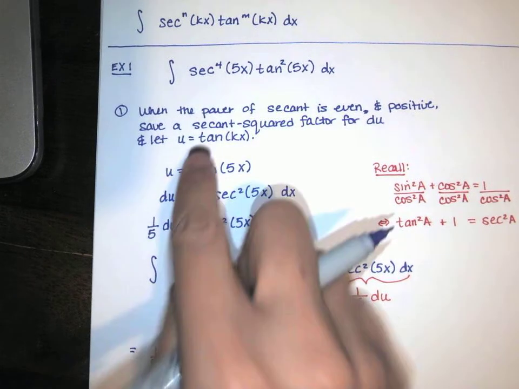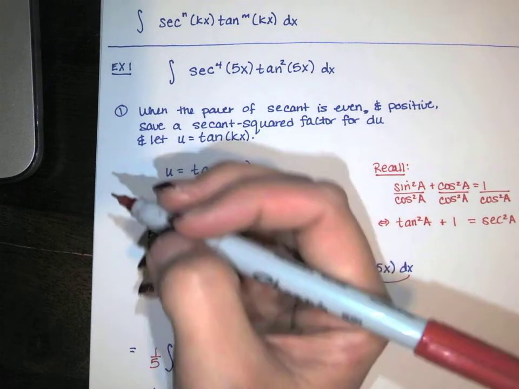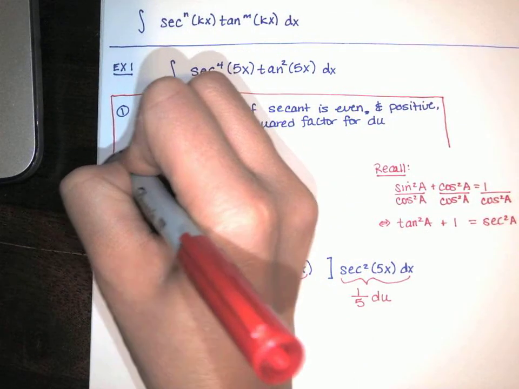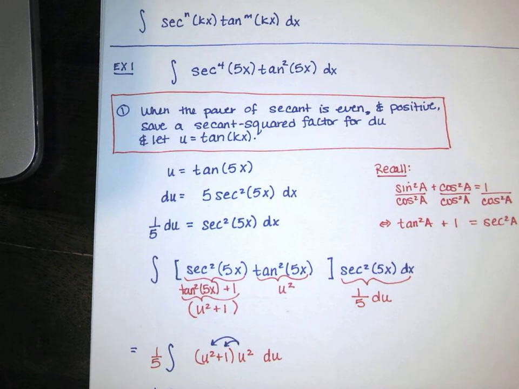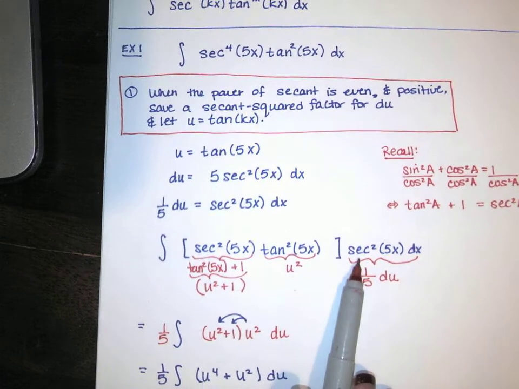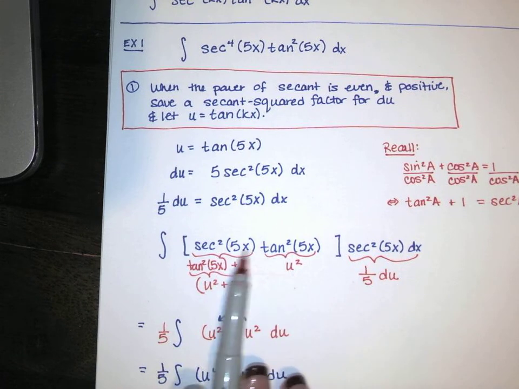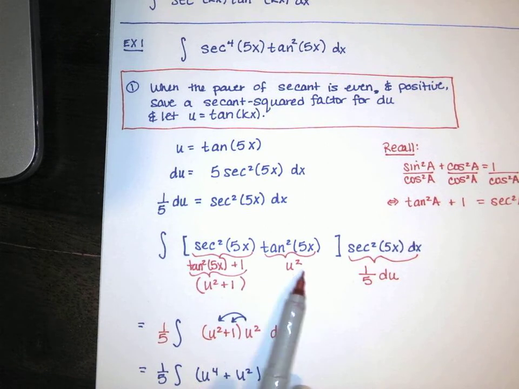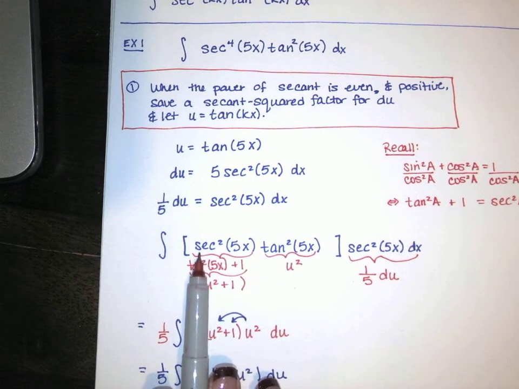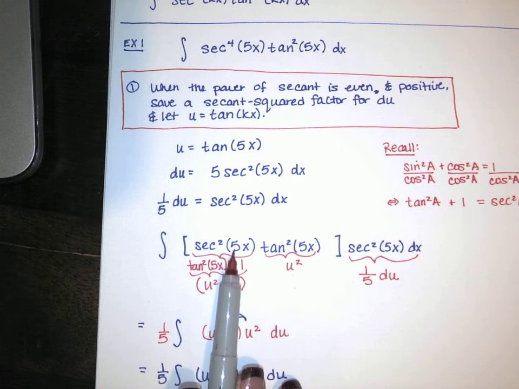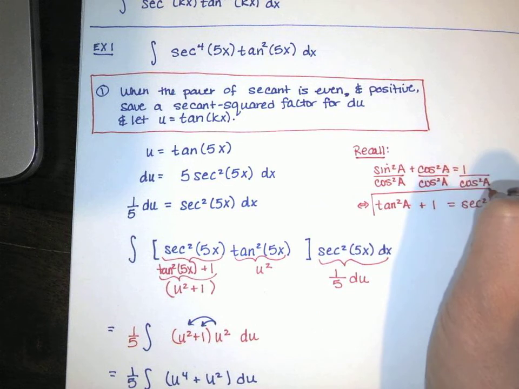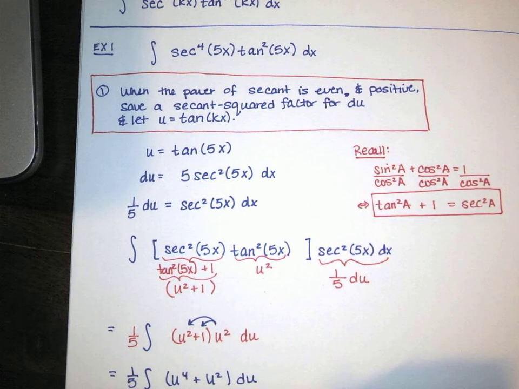And if we go back up here, this is our guideline. When the power of secant is even and positive, we're going to save a secant squared factor for du and let u equal tangent of kx. And then after you've saved that secant squared factor for du, whatever's left over needs to be written entirely in terms of tangent. I had a tangent squared, and this secant squared that's left, you're going to have an even power of secant left. It can always be rewritten in terms of tangent using this Pythagorean identity.